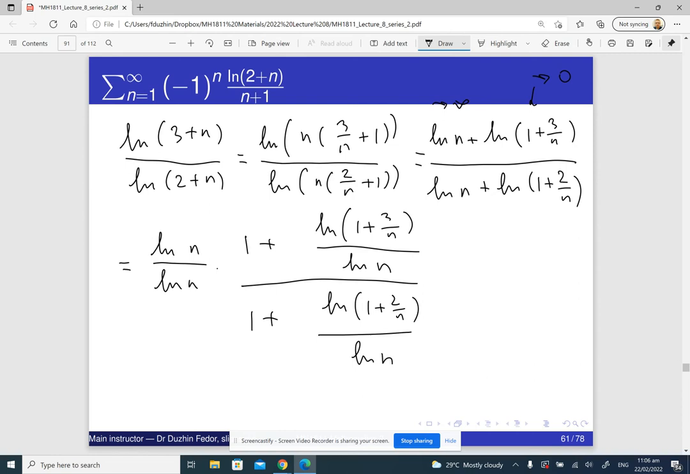Now this part is just 1, and this goes to 0 while this goes to infinity. So 0 divided by infinity is, of course, still 0. The limit of this thing is still 1, right? So the main point is that the limit of the ratio here is 1, which means that the ratio test is inconclusive.